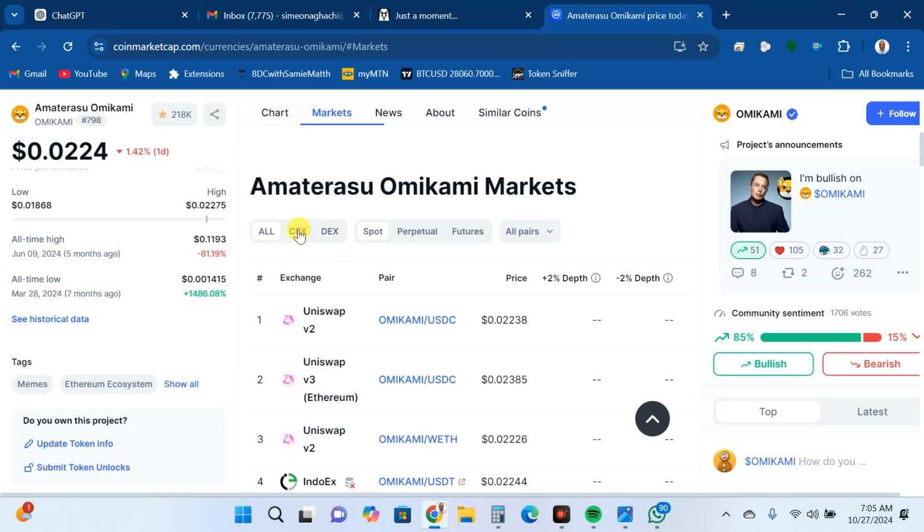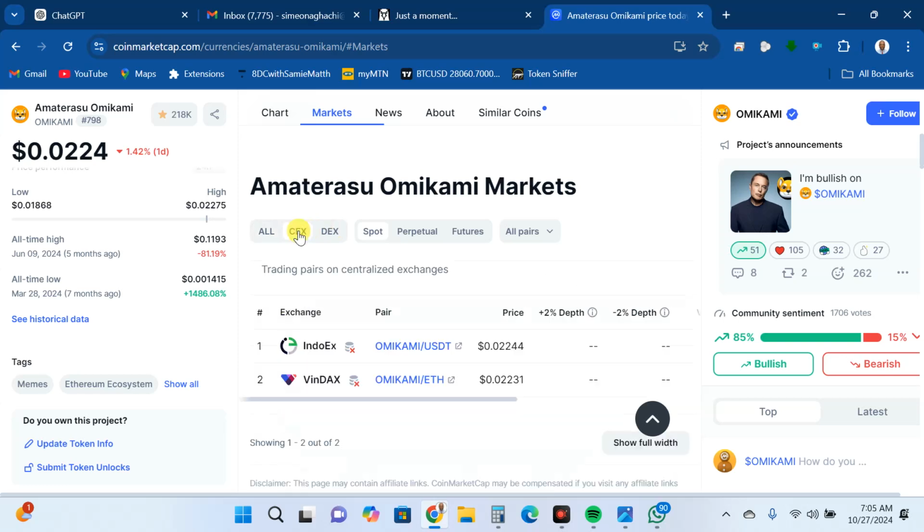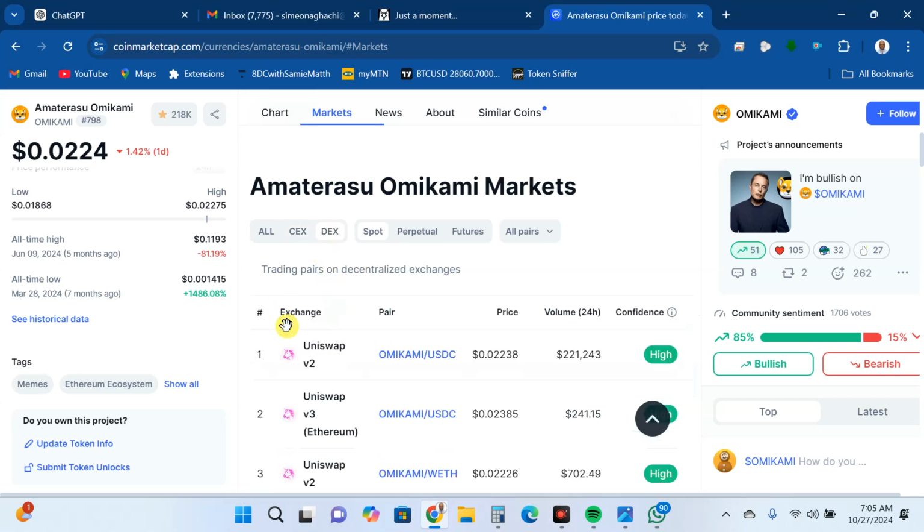So I like to filter it. I click on CEX. So it's telling me that I can buy Omikami on IndoX centralized exchange, or I can buy it on Vindax centralized exchange. Now, if I click on DEX, it's telling me that I can buy Omikami on Uniswap.